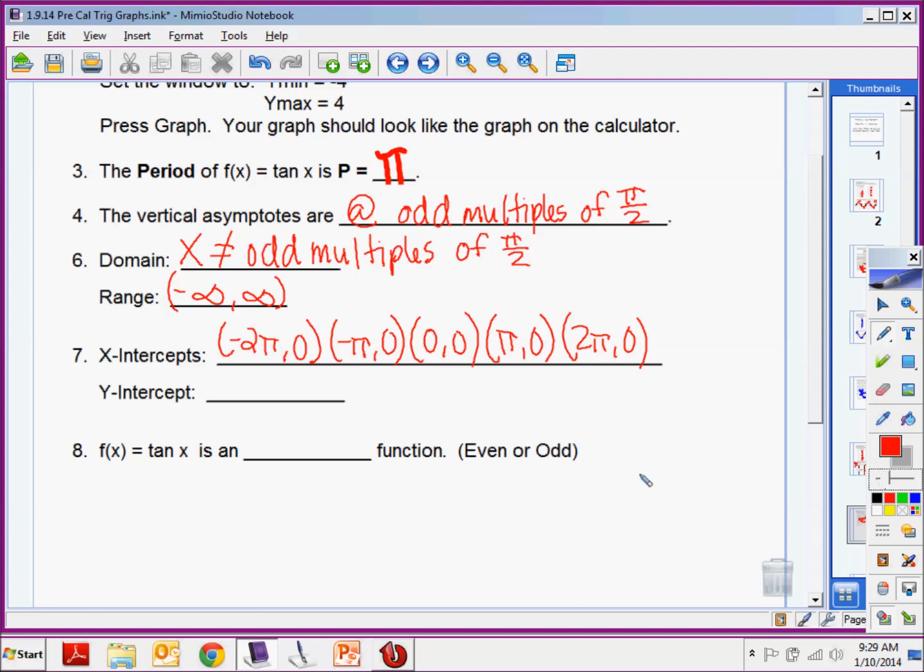Okay. That's it, books. All right, where's my y-intercept? 0, 0. And what did we determine tan was? Even or odd?